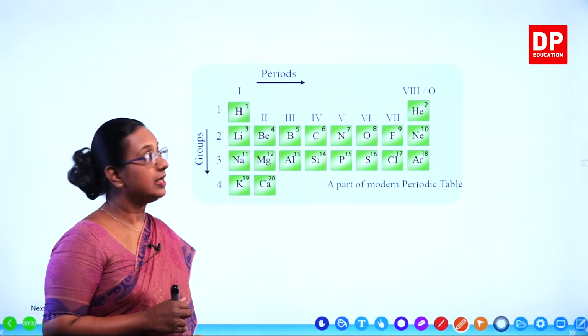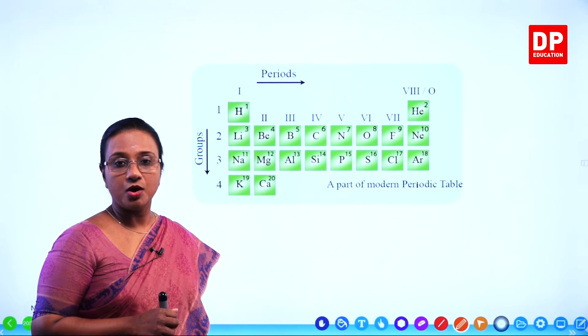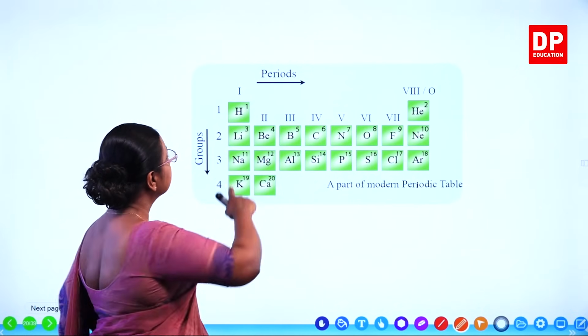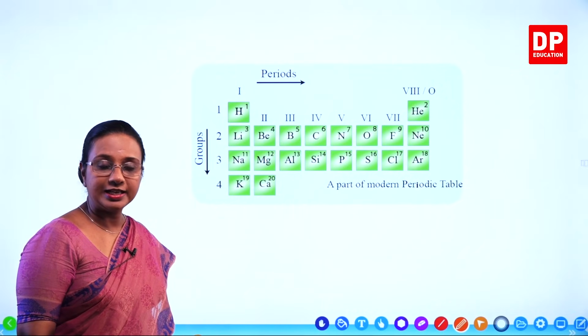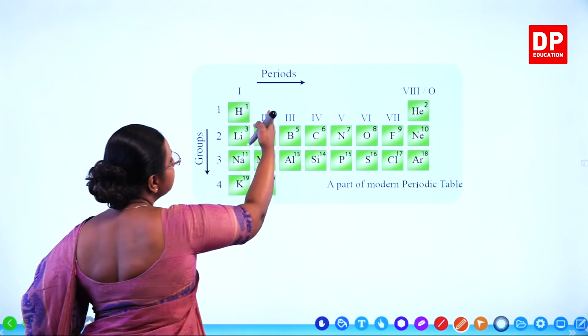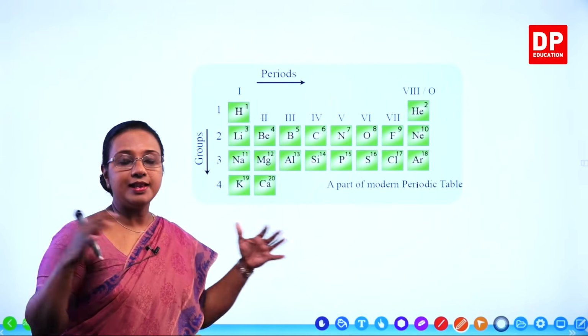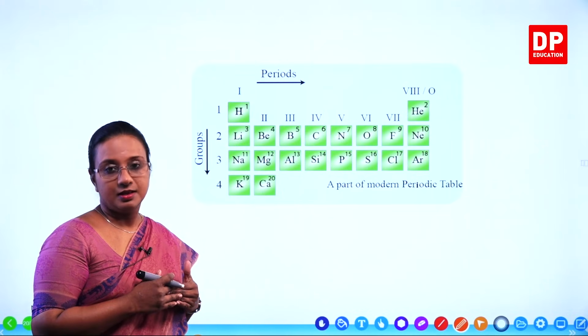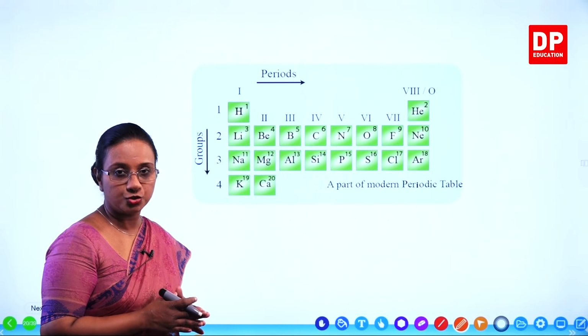As you can see here, this is a part of the modern periodic table, and here we only have this part with the first 20 elements. And the space between beryllium and boron and all the elements there have been taken out. Only these 20 elements are shown.